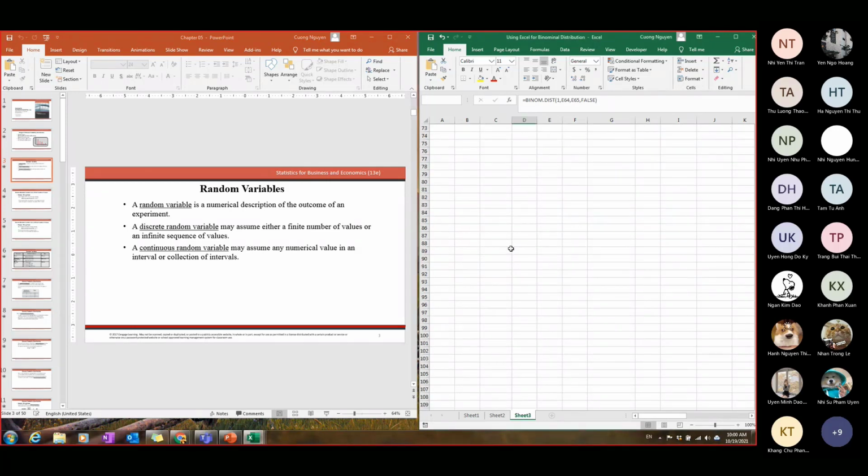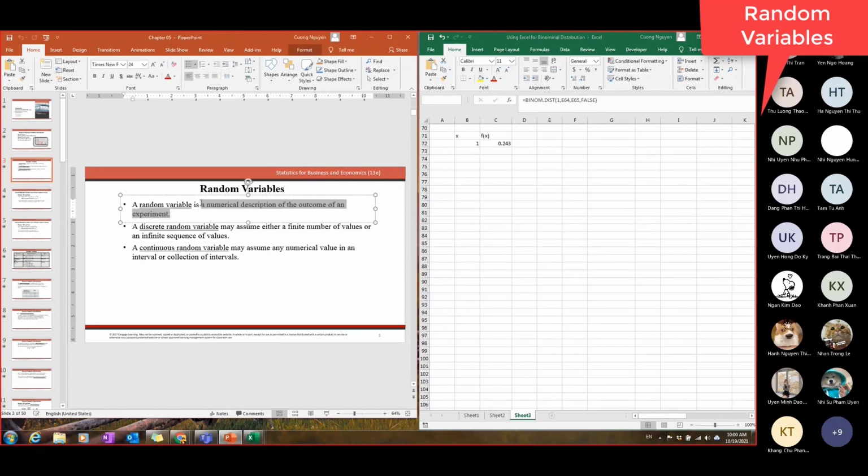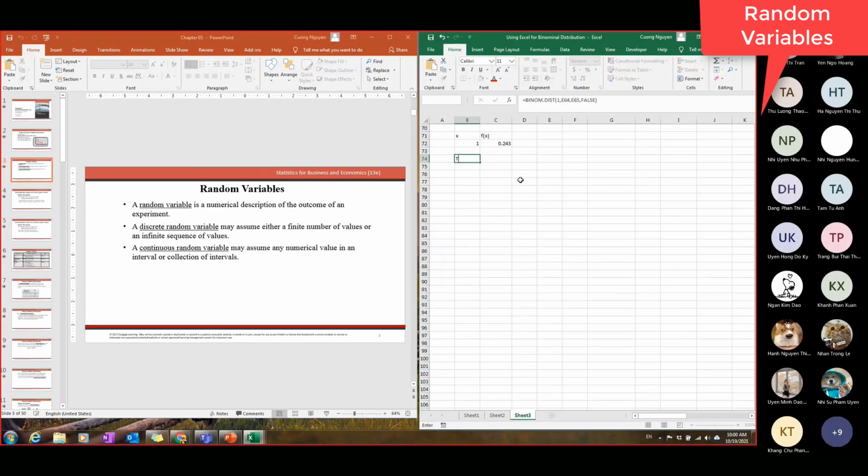All right. So first of all, we want to talk about the random variable. According to the definition, a random variable is a numerical description of the outcome of an experiment. So what exactly could this be? First of all, we have to talk about an experiment. For example, when you toss a coin, or when you roll the die.